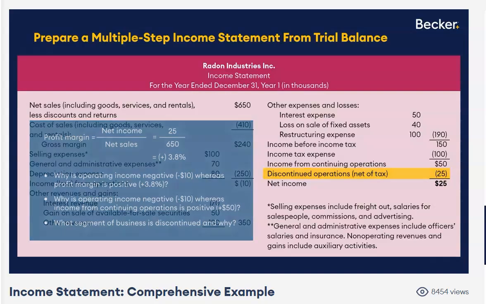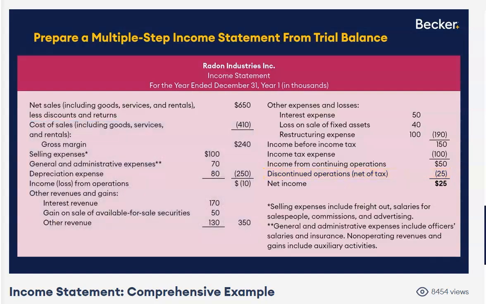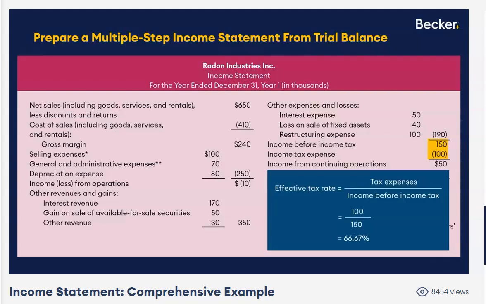What happened? So, the one thing that jumped out at me, by the way, your income from continuing operations before tax, 150. Take a look at our tax expense, 100. What's that effective tax rate? 66.67%, man. That's pretty hefty. There's actually a legal name for a tax rate that high. It's called damn. What country are you doing business in? Because I don't want to live there.